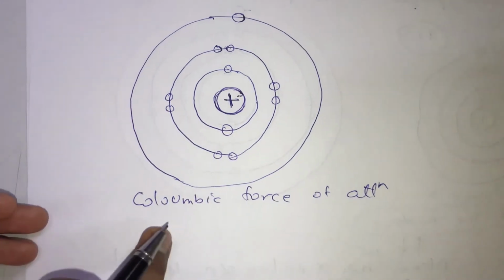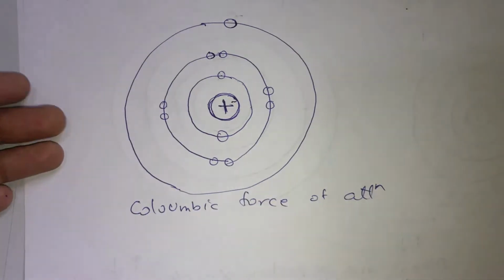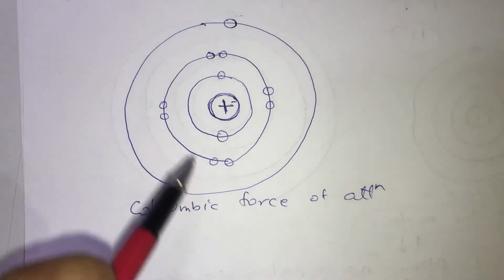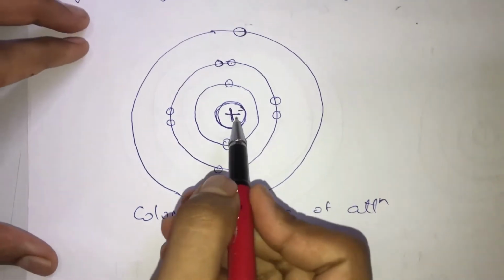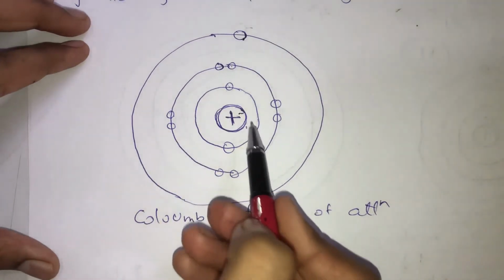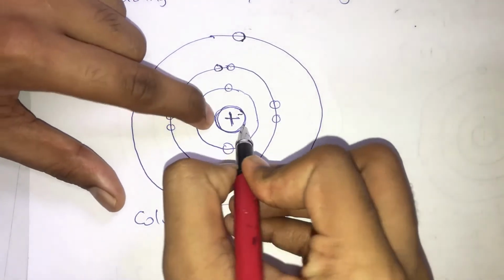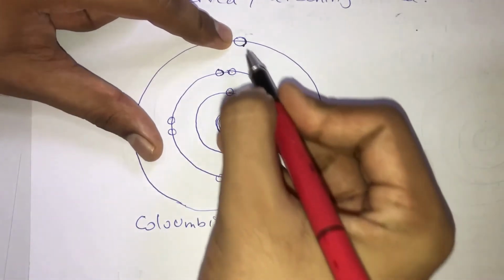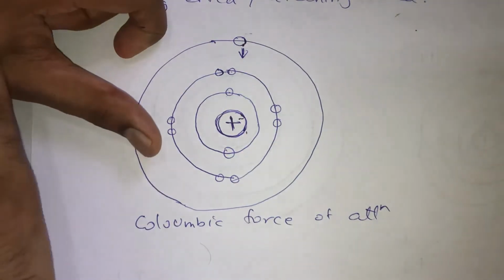If there had been an absence of Coulombic force of attraction, then it is obvious that the electrons would have easily moved outside of the atom. It is only because of the Coulombic force of attraction that the electrons are bound to the nucleus. Now what happens is that, suppose I consider this electron and the nucleus. Since this nucleus is positively charged and this electron is negatively charged, therefore this nucleus will try to attract this electron towards itself.